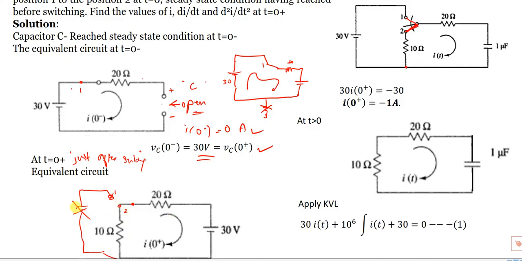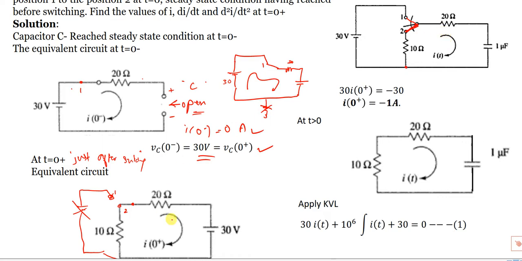Now the new circuit is this. This 30 volt battery is not connected, because the other end of the positive terminal of the battery is not connected to the circuit at all, so it is just hanging and not considered. Now let us write the expression for I of t. This is 20 ohms, and this is a 10 ohm in the circuit.